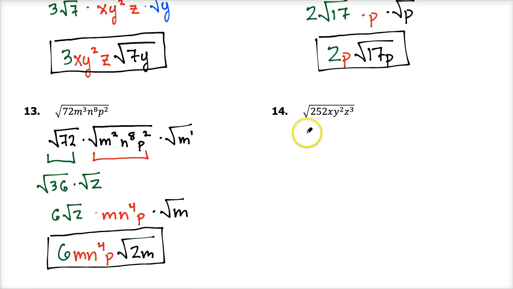Okay, for this one, I'm going to split up my radical 252 and then the variables in the radical. I have an x to the first, which I can't really do anything besides just leave it as x to the first. I have y squared, which is even, so I'll leave that. And then my z cubed, I can make z squared and then times a z to the first out here.